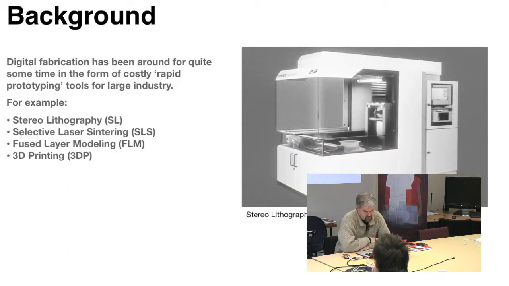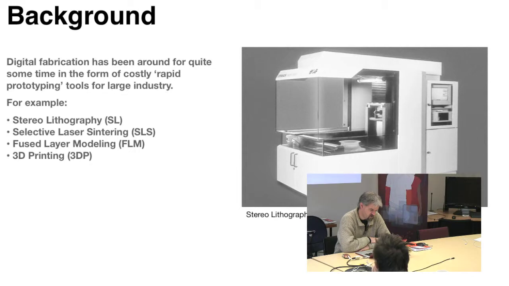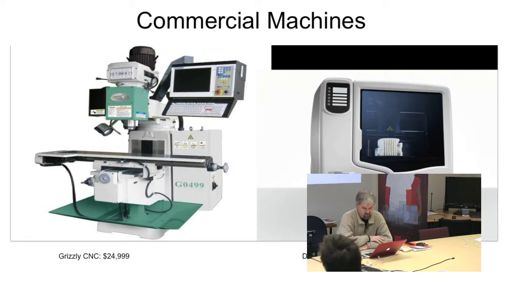But the background is that about 20 years ago, people started building large 3D printing machines, and there are a number of different ways you can do it. This is a stereolithography machine. It's quite big. There are different methods: stereolithography, selective laser sintering, which I'll talk about in a minute, fused layer modeling, and 3D printing. This is a typical large machine that costs lots of money.